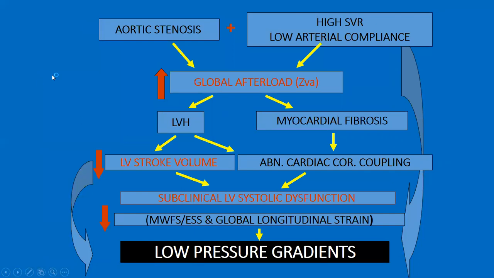In our view, aortic stenosis, in addition to high systemic vascular resistance and low arterial compliance, which has been shown in patients with aortic stenosis, especially in the elderly, increases global afterload, or valvular arterial impedance. The increase in global afterload, in other words, a double load to left ventricular ejection resulting from the aortic valvular stenosis and increased systemic vascular resistance, will trigger the development of left ventricular hypertrophy.